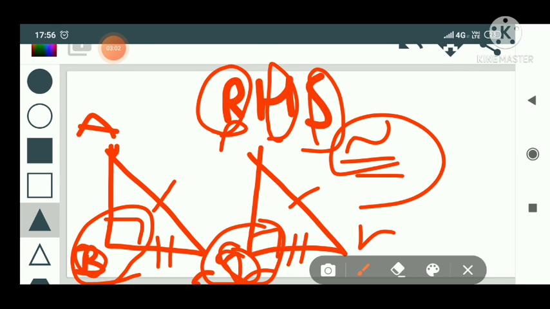Today we learned about congruency in triangles by four congruency conditions.